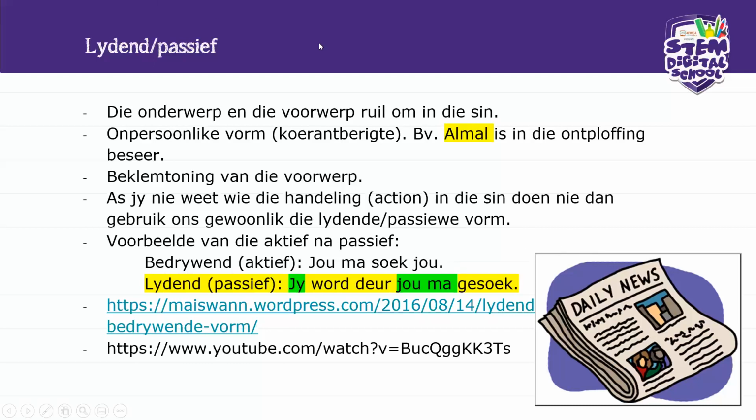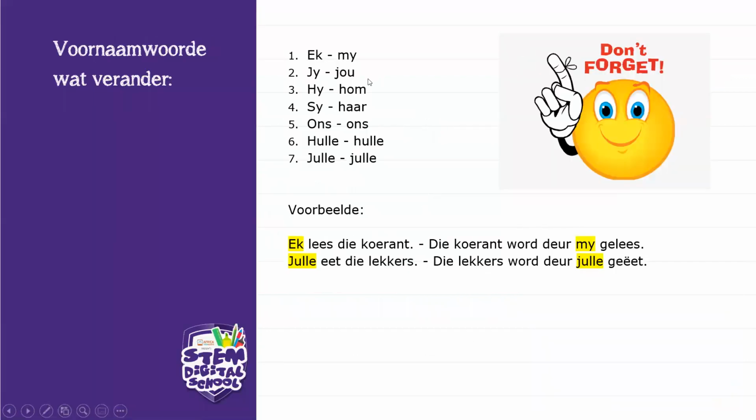All right, so when we write from the active to the passive voice, there are also a few changes that will happen to pronouns. For instance, if you have a sentence and the word ek is in there, then it will change to my. Jy becomes jou, hy becomes hom, sy becomes haar, and then of course ons, hulle en julle stay the same. I'm going to show you an example. Ek lees die koerant. Then die koerant word deur my gelees, so ek becomes my. And then look here, julle eet die lekkers: die lekkers word deur julle geëet, so that stays the same. You may now take a picture.